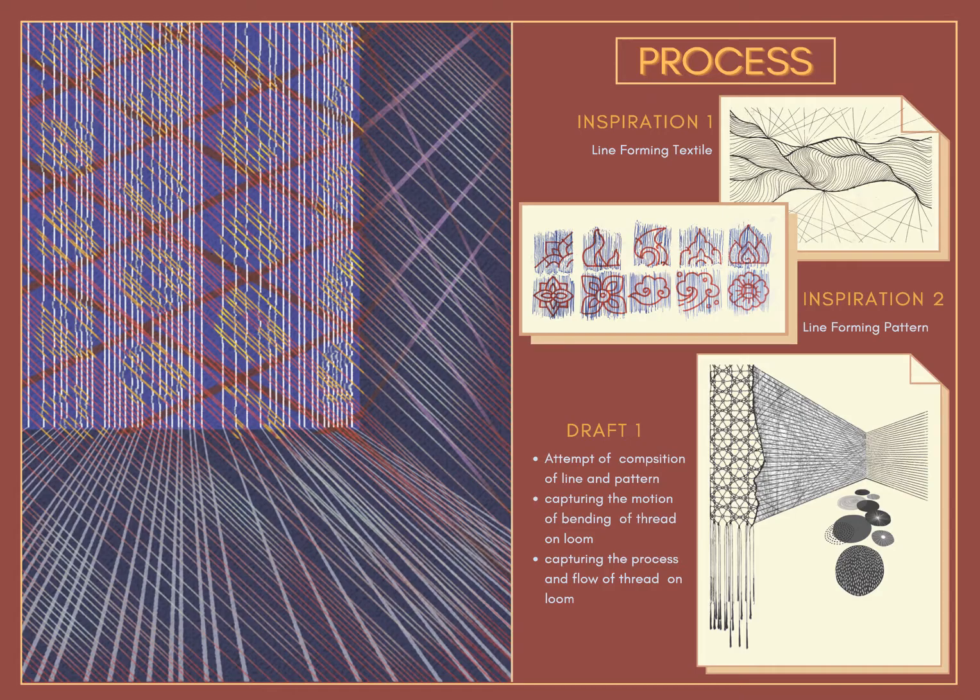For the inspiration of this abstract art, there are actually two. The first is the line forming textile, which is the process and the evolution of the Thai textile. The second is the pattern forming between the lines, which is very fascinating for me. So I tried to make these two inspirations into one draft. I attempted to composite all the lines and the pattern, capturing the motion of the bending of the thread on the loom, and the process and flow of the thread on the loom.